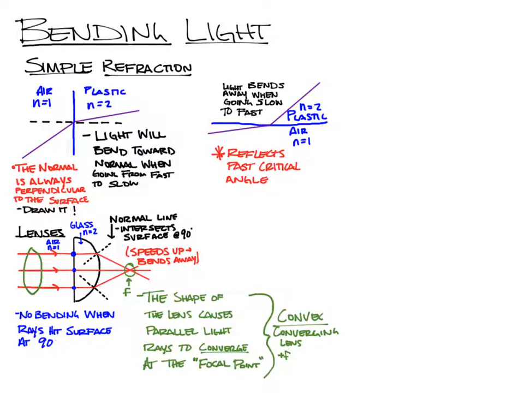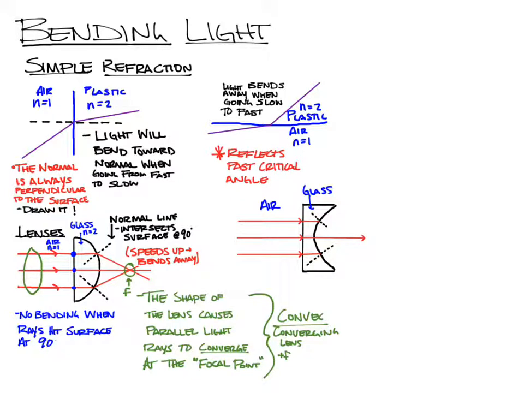Let's look at a different shape. We have air and glass, same indexes of refraction, and then we have some parallel light rays coming into it. And we'll notice this kind of caves in a little bit. We're going to call it concave. Now, just like before, because those light rays hit the glass at that angle, there's not going to be any bending for the beginning part. Now the second part, we have to redraw our normal line.